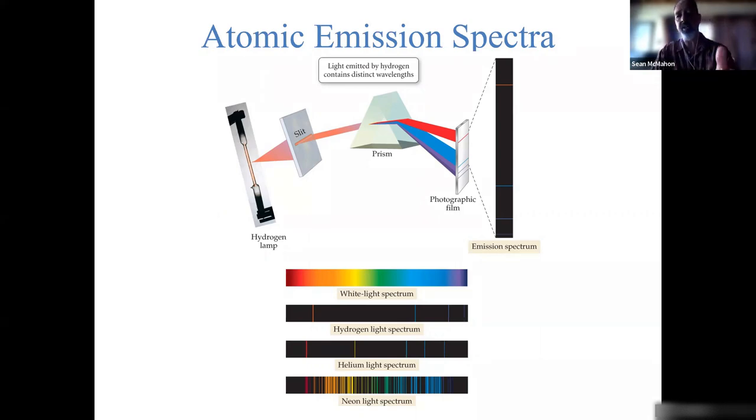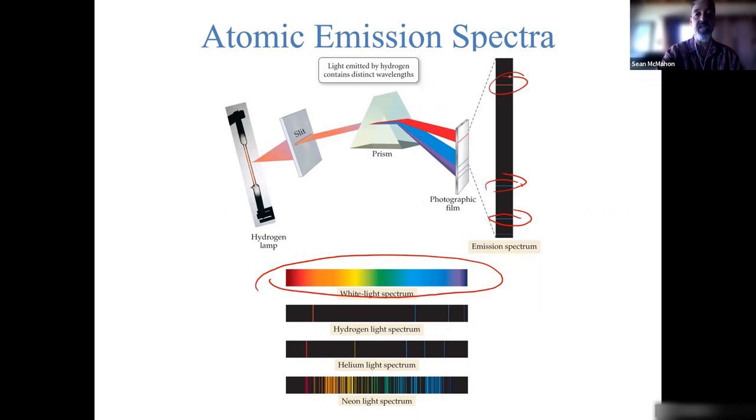And then we can take that light and shine it through a prism, and unlike the white light that we discussed last time, where we get a continuous spectrum, we actually get very distinct lines, okay? So that's with all atoms. And we could think of these lines as essentially a fingerprint for the different elements.